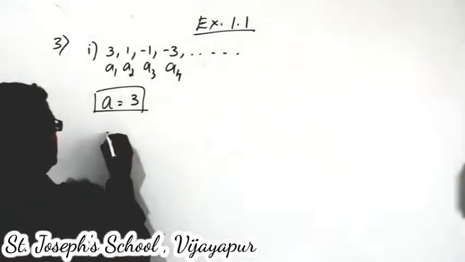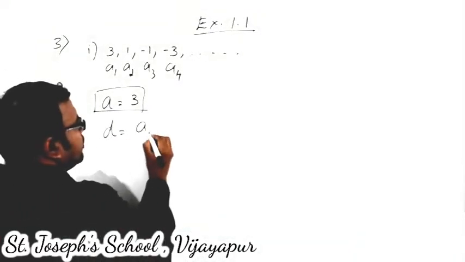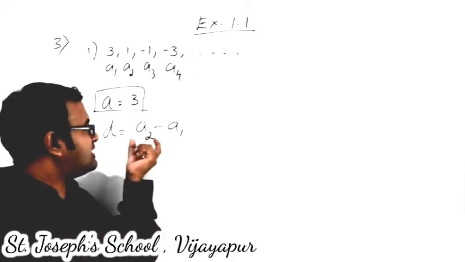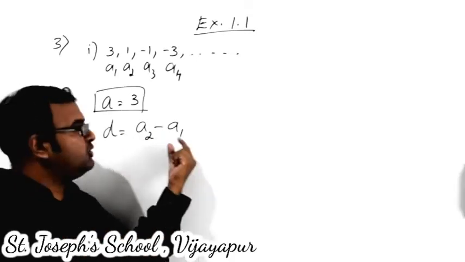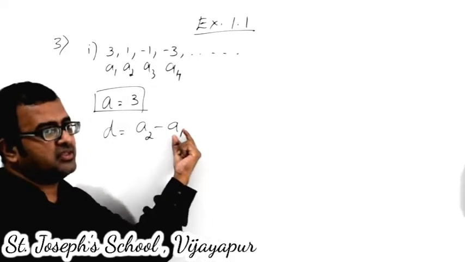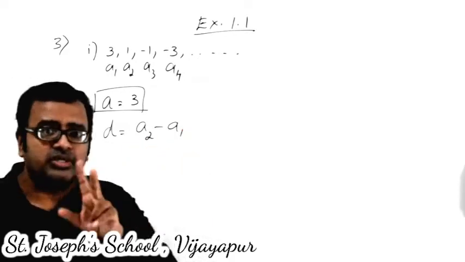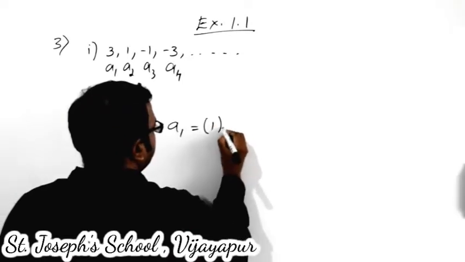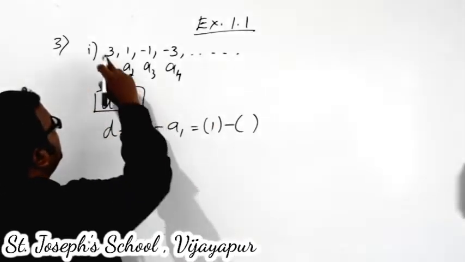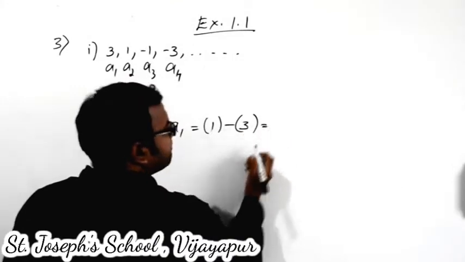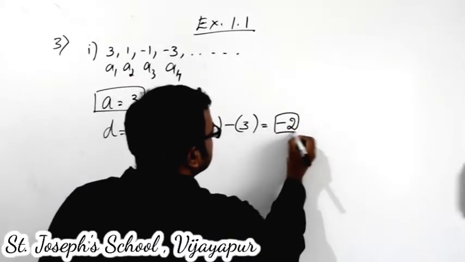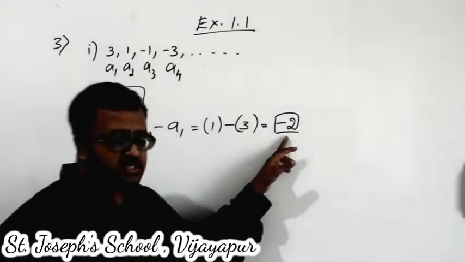When you want to find out D, you can go for A2 minus A1. See this, always the term with the bigger place value minus the term with the smaller place value. It's not A1 minus A2, it is A2 minus A1. So A2 minus A1, which is 1 minus A1, and A1 is 3. So the answer is 1 minus 3, which is minus 2. See, the difference we have got is minus 2.